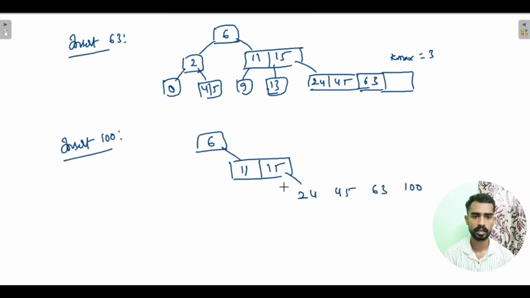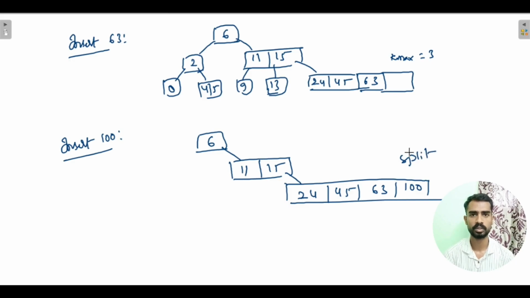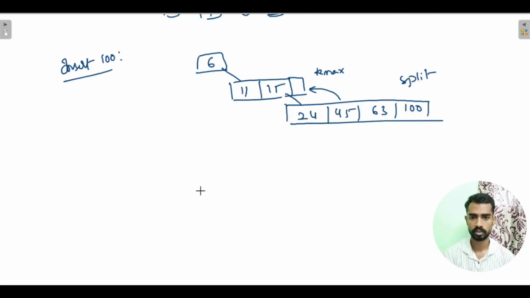63 and 100. Now here the property is being violated. Okay, here the property is going to be violated. What should we do? We should try and perform the split operation. So in performing the split operation, the median position, which is 45, is going to go up to this position. And after this, we have to check the K-max property right here. If it is violating, we have to perform the split operation again. Okay, so let me complete that now. So here 6 stays as it is, 11 and 15.